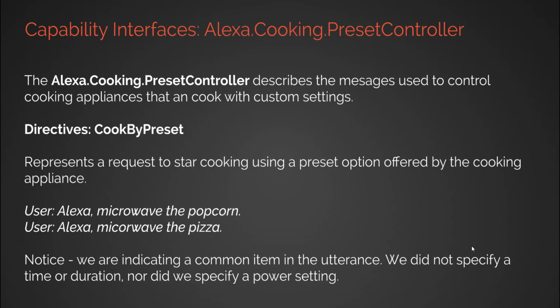The directive that this particular preset controller supports is CookByPreset, which represents a request to start cooking using a preset option offered by the cooking appliance. Some examples, again looking at your microwave: popcorn, pizza, frozen dinner. Those would be common utterances that you might support. In this specific example, notice that we didn't specify a time or a duration, and we didn't specify a power setting. This is why it falls into the preset controller, because the assumption is all of that would be automatically handled for you. It would take into consideration the best time, the best duration, and the best power setting.